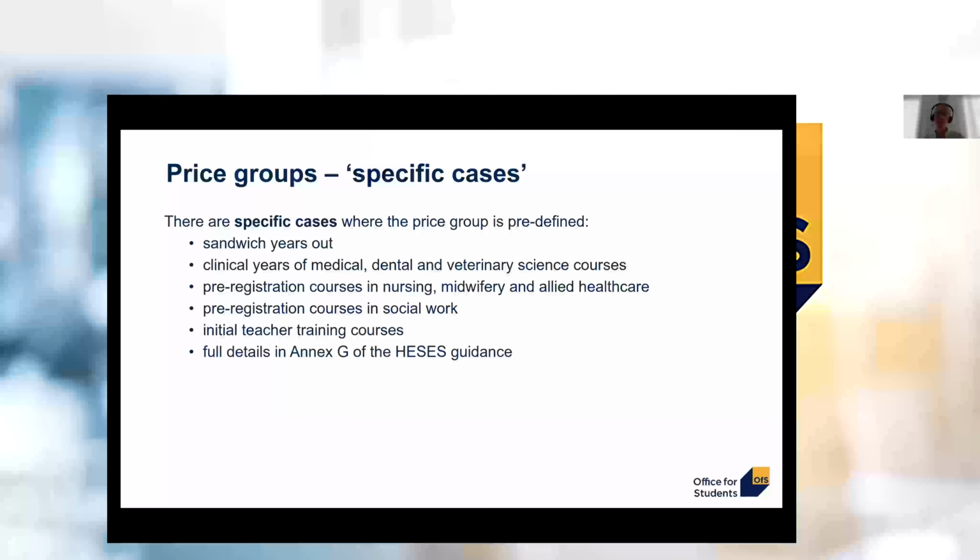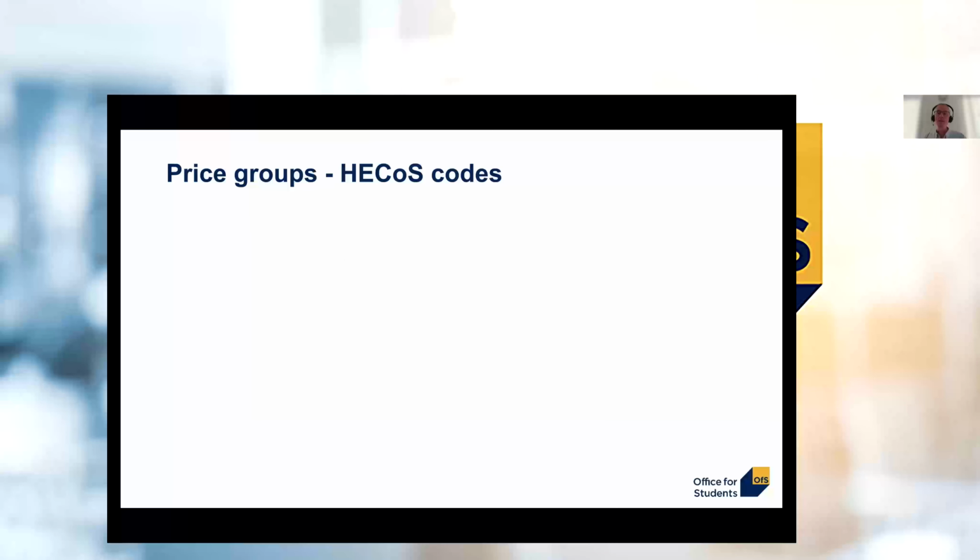If a course does not fall into one of these categories, the price group is determined by reference to the HECOS codes that we just mentioned. Following the recent announcement by the ESFA, all providers now use HECOS codes, although there is still a slight difference for further education colleges in HESES terms, at least, which we will come to in a couple of slides. First, though, let's make a few points about HECOS. HECOS is a way of classifying areas of study for use in data surveys.